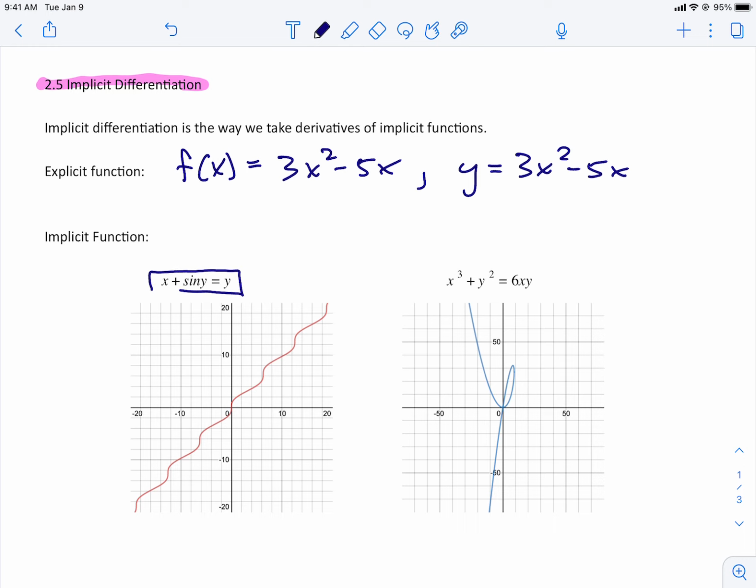Okay, so here's an example of an implicit function. Here's another one. All you have to know is that y is not by itself. In fact, here we have multiple y's. For this first one that I just highlighted, with sine y and y, it would probably be impossible to isolate y and have an explicit function. This one you could probably do with some completing the square and some algebra, but even this would be tough. You have multiple y's.